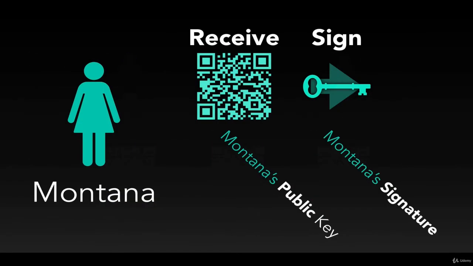Okay. So we show here that Montana receives Bitcoin at her public key, at her address. And now here's the big leap we're going to take. And this is that Montana can unlock the Bitcoin that she has received at her public key, at her address, with the corresponding private key. Now, what does that look like?